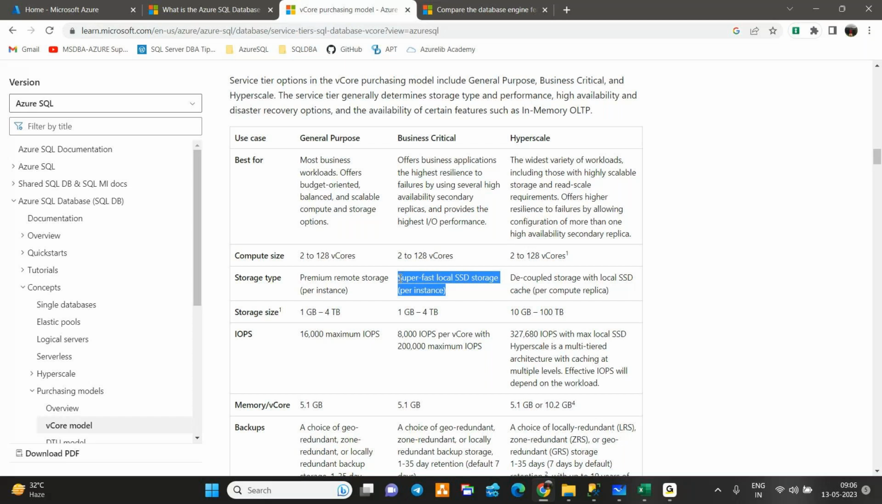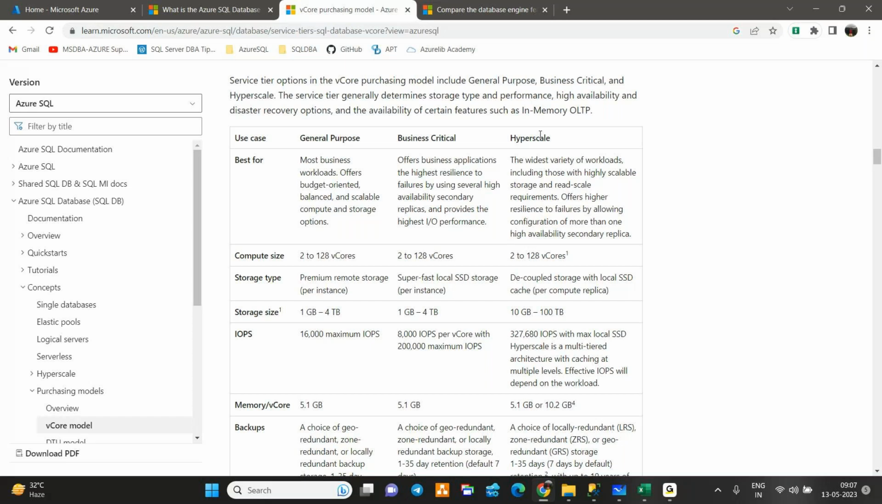They may suddenly ask you how much memory will be allocated. It's very difficult, right? Per core, 5.1 GB of RAM is allocated, and your data is stored remotely. Here, your data is stored locally. Here, decoupled storage means a local cache. Decoupled means your data is stored locally, but it is also cached, because hyperscale is a massive database.